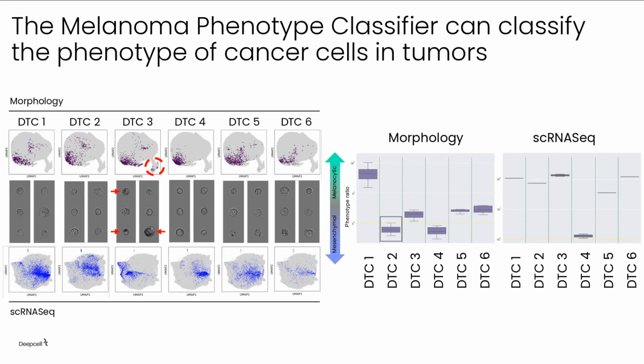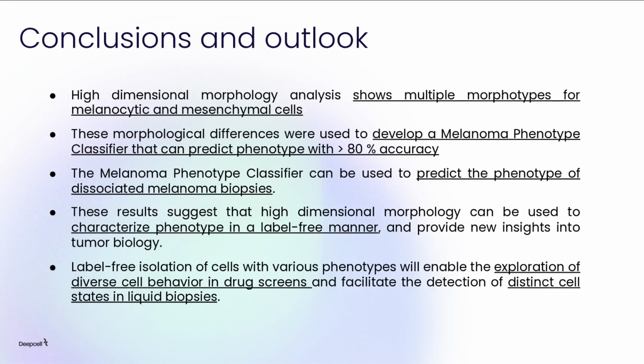There is also one outlier here that I have to mention. For example, in DTC2, we didn't get the right prediction, so we don't exactly know why this is the case. It could be, for example, that this is from another organ. This DTC is not from lymph node, but from the skin, and our classifier was mainly trained on lymph node samples. So this might be at the origin of this discrepancy. But overall, we see that we are able to predict the right phenotypes also in DTC samples. And this brings me basically to the conclusion.